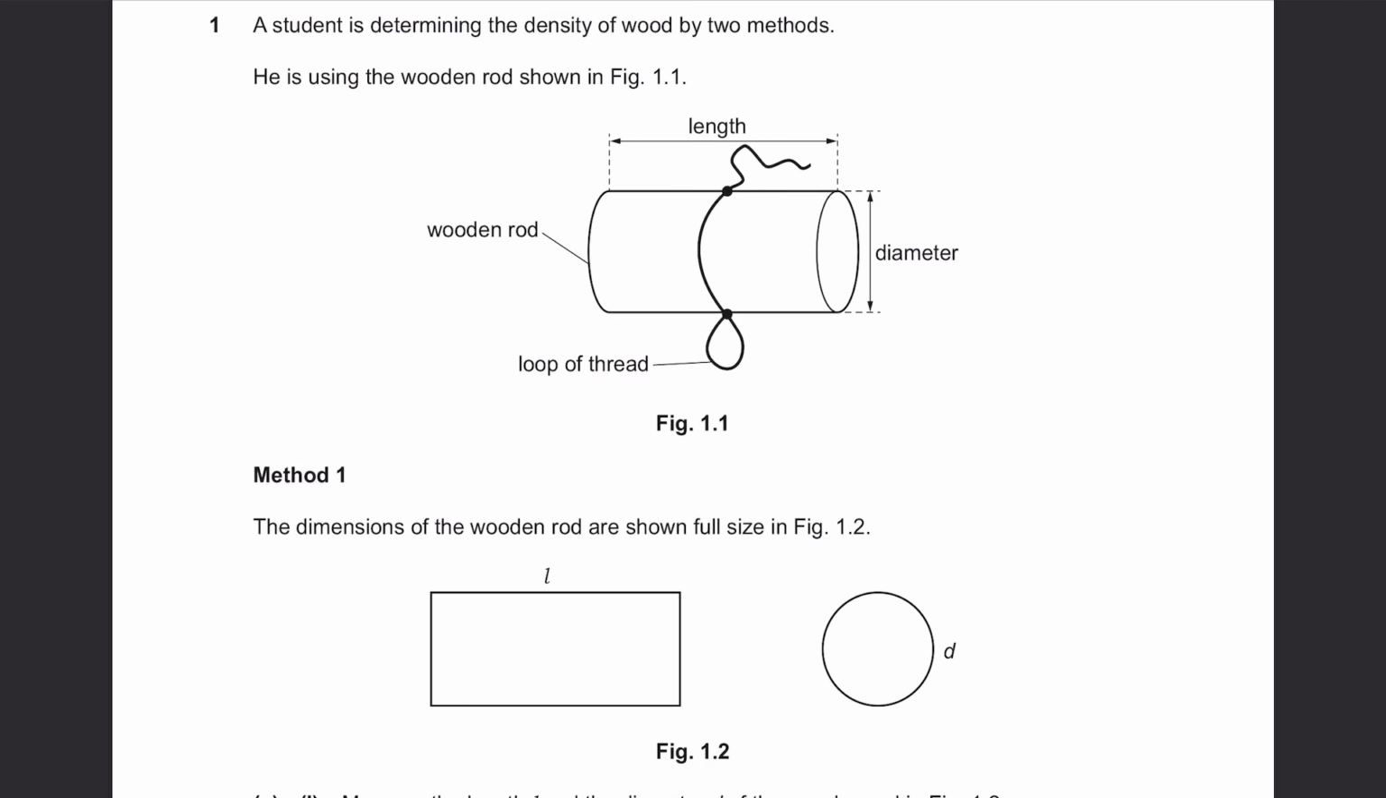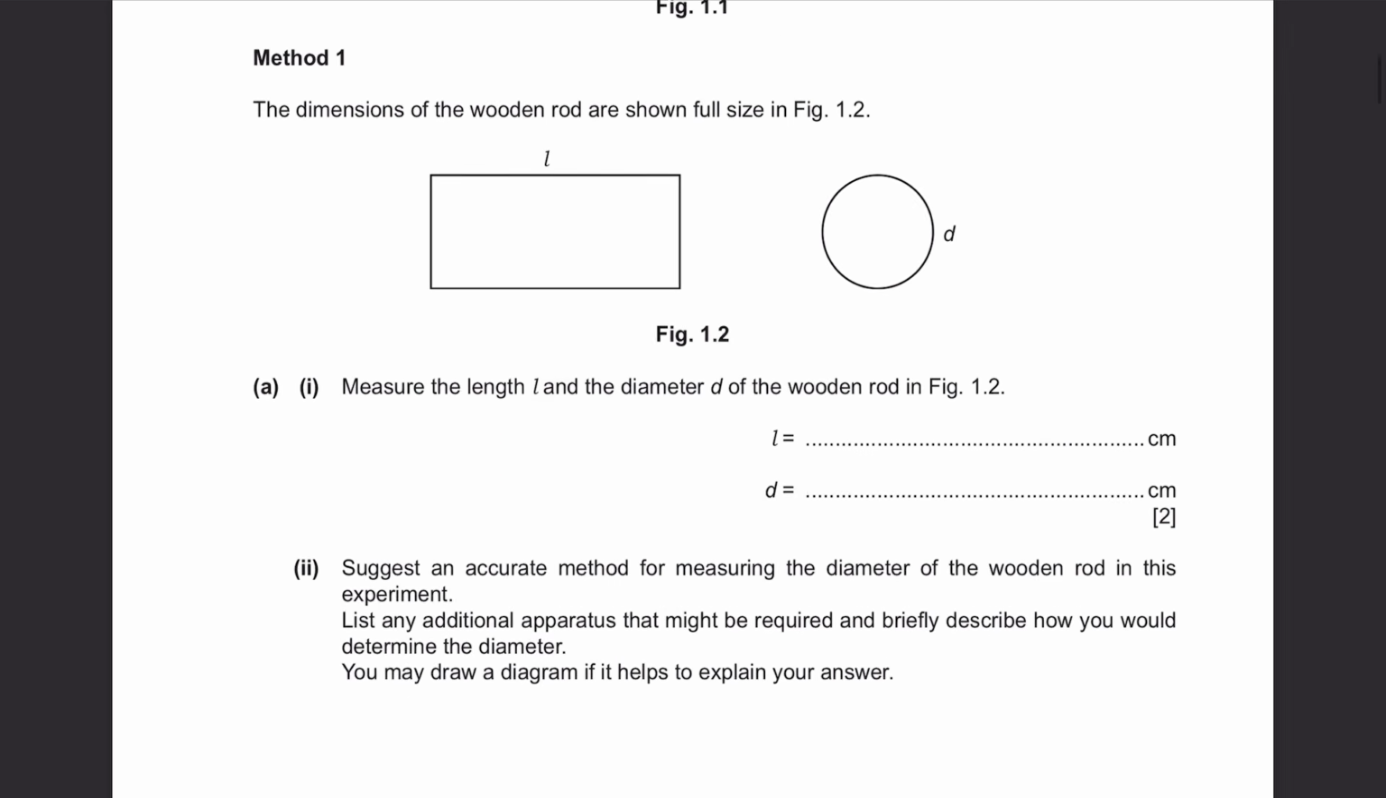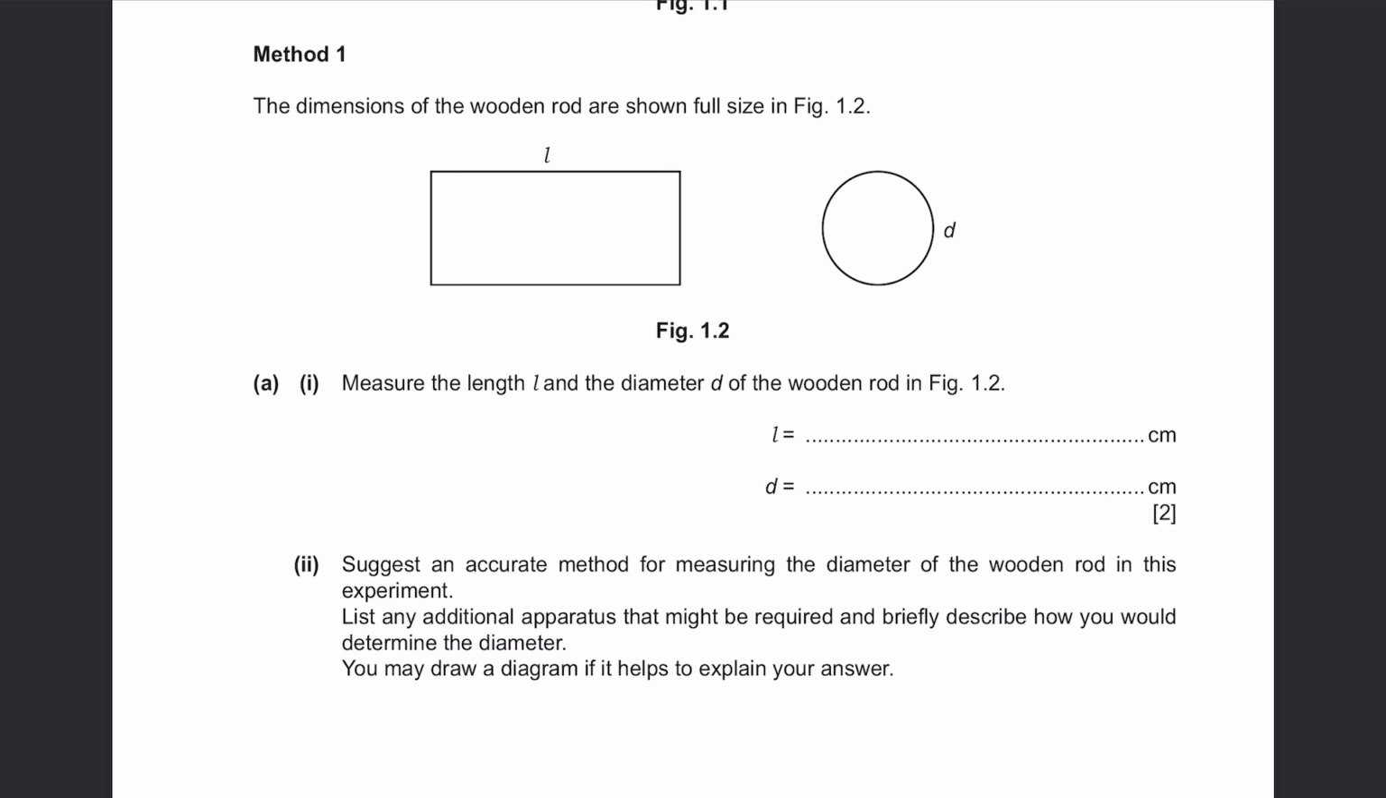Question 1. A student is determining the density of wood by two methods. He is using the wooden rod shown in figure 1.1. We have a loop of thread around the wooden rod, and these are the length and diameter. Method 1. The dimensions of the wooden rod are shown full size in figure 1.2.